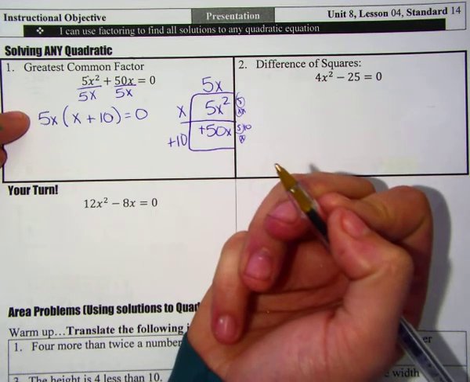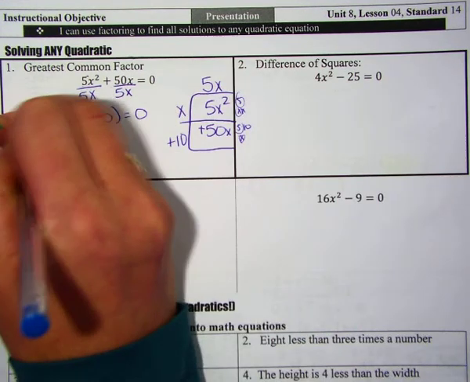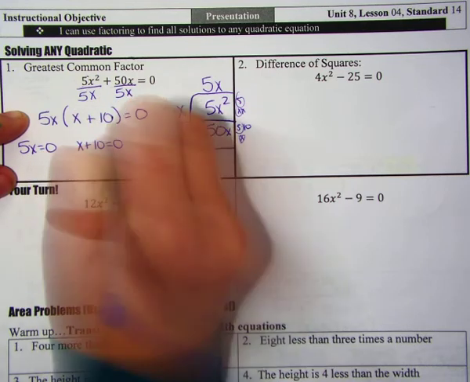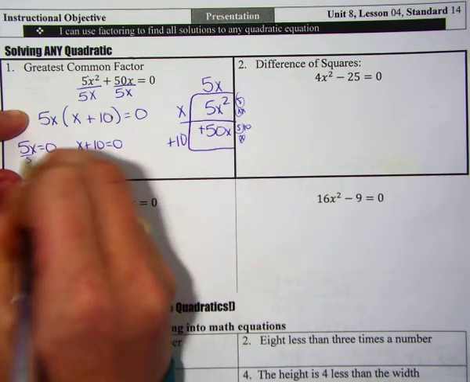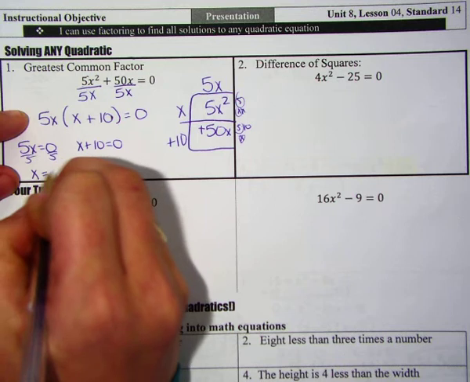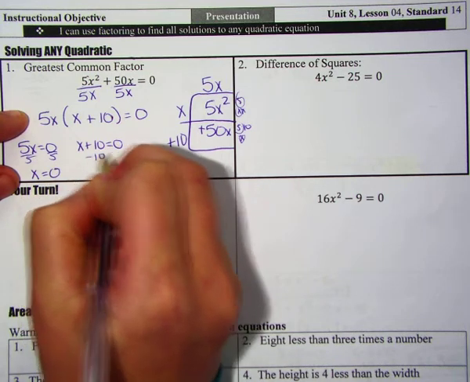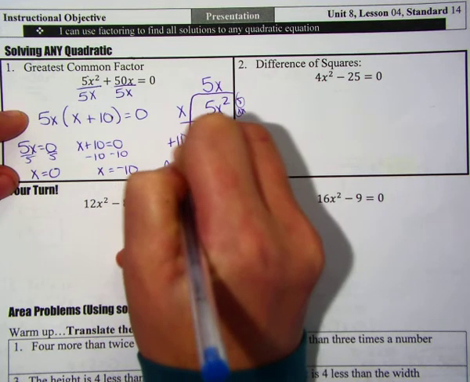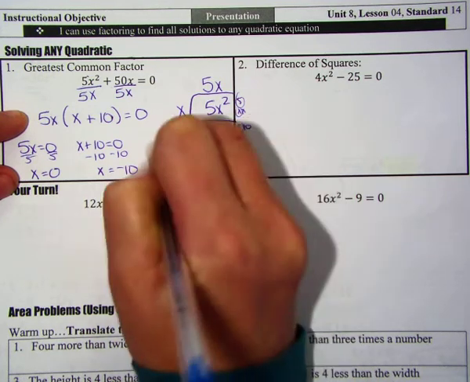Now that you've factored it and it's set equal to 0, you can use the zero product property. Divide by 5 on both sides. 0 divided by 5 is 0. Subtract 10. And our solutions are negative 10, 0.